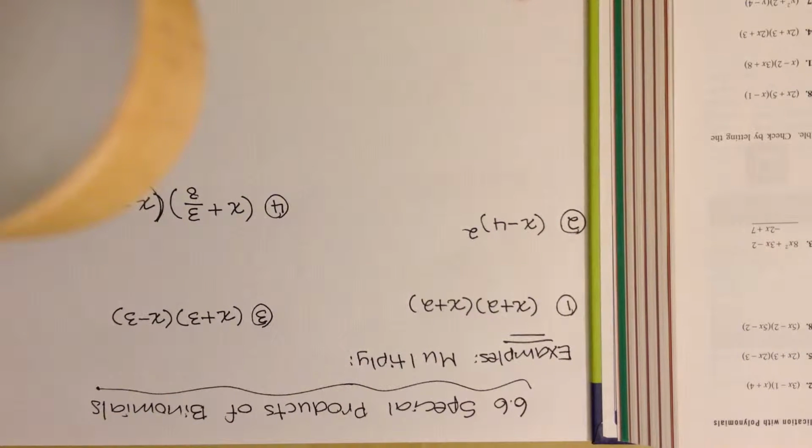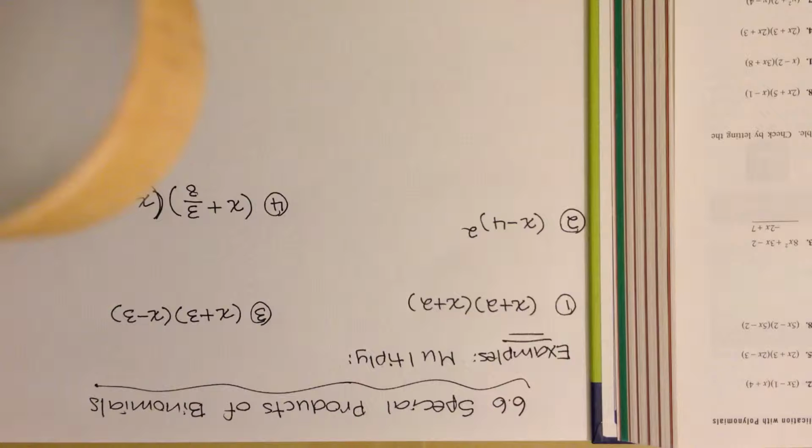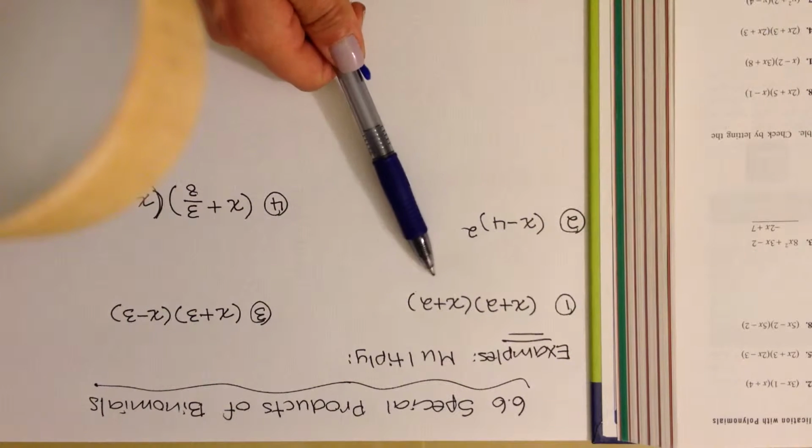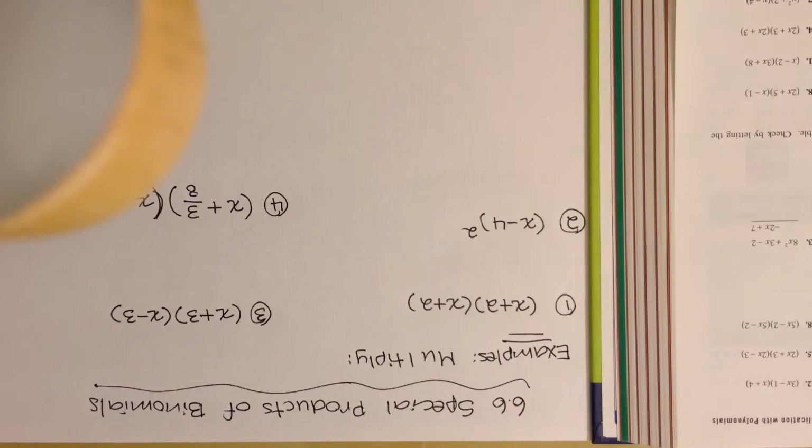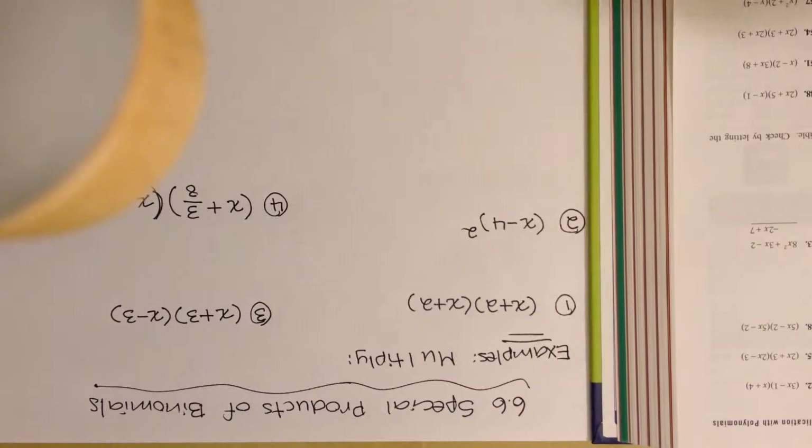For section 6.6, we are focusing on special products of binomials. Basically the same idea as the previous section, we still multiply, but these binomials are special because if you look at the first example, notice that the two binomials are exactly the same. So if we happen to have the same two binomials, when we multiply, we will get a perfect square trinomial.